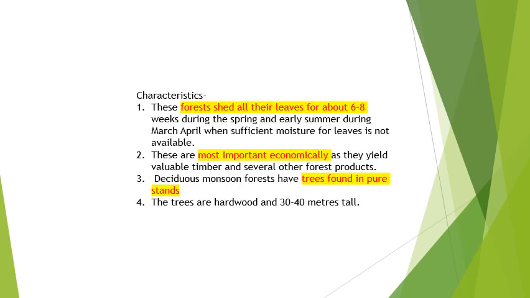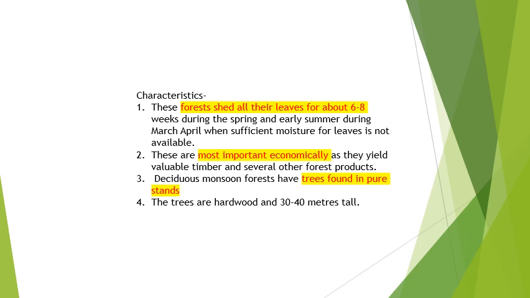Now let us see the important characteristics of these forests. These forests shed all the leaves for about 6 to 8 weeks during spring and early summer during March-April, when sufficient moisture for leaves is not available. So this is a mechanism to conserve moisture, to reduce loss of water by transpiration.